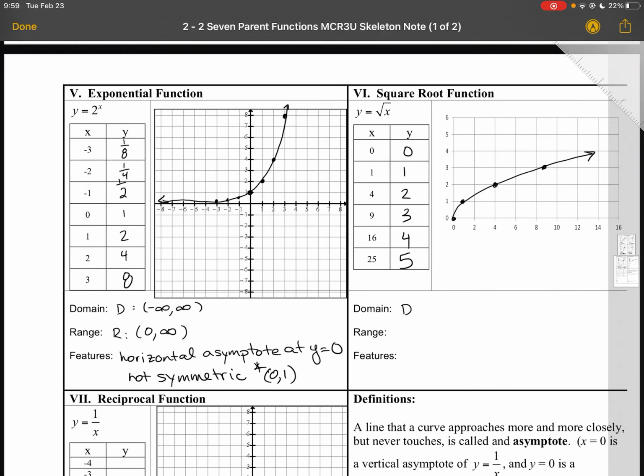And then I'm going to state my domain. So I can see from my graph that I have all the values to the right, but starting at 0. The range is the same thing. I start at 0 and then anything above. So this looks like half a parabola. That's kind of its distinguishing characteristic.